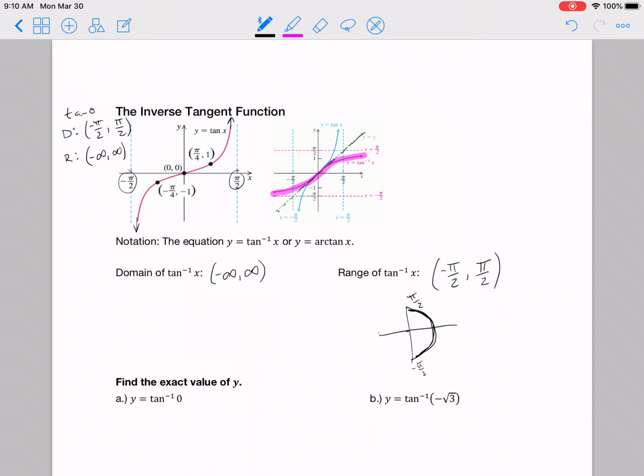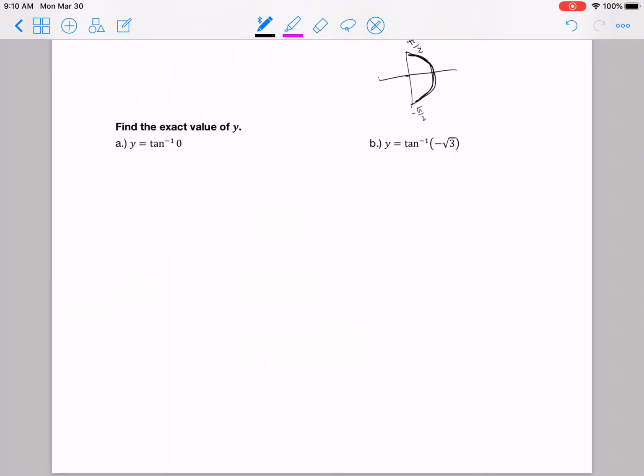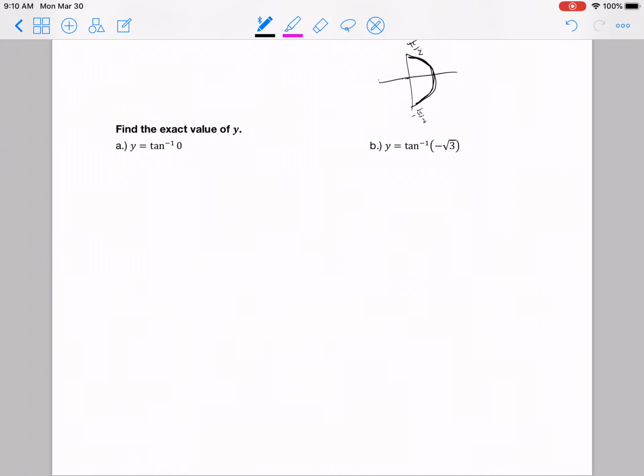Okay, and so here, let's try some. Let's find the exact value of y, and here is y equals the arctangent of 0. So again, we're going to take a look here at this side of our unit circle, and remember tangent is y over x, right? This is essentially telling us we're doing the arctangent of y over x, which means in order for that to be 0, we're doing the arctangent of 0 over x. See that? So really what we're looking for is when is y equal to 0 in this case.